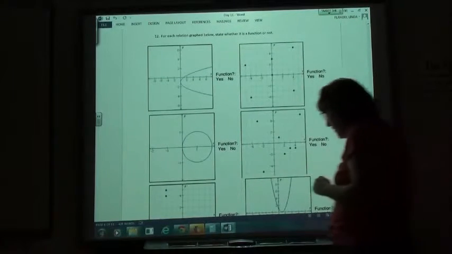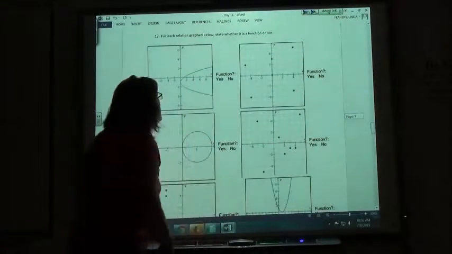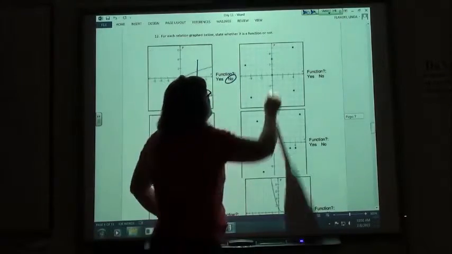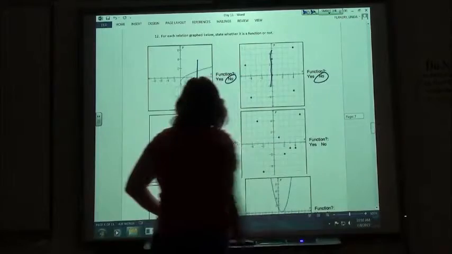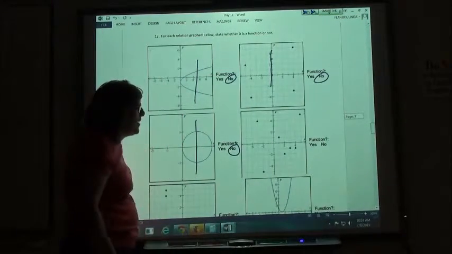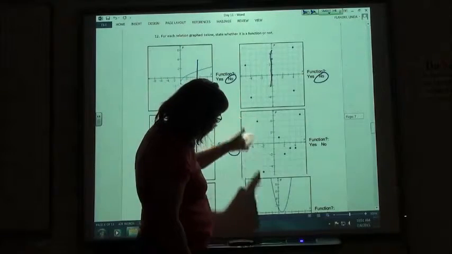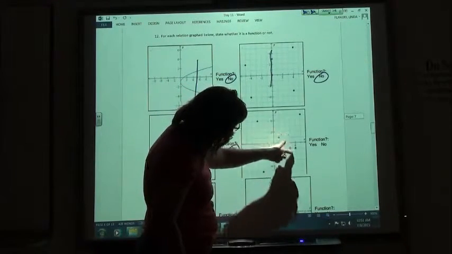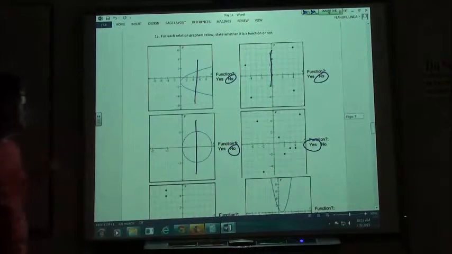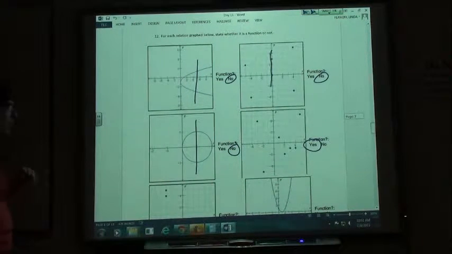Number 12 then, same kind of thing. Is this a function or not? No, I hit it twice. Is this a function? No, I hit it twice. Is this a function? No, I hit it twice. Is this a function? Line here, everywhere I draw a line is good. Yes, that's a function. I don't have anywhere I can draw a line and touch more than once.